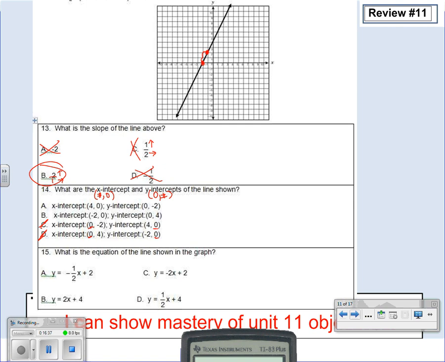Now let's look. It is crossing the x-axis at -2, so our x-intercept is -2. Y-intercept is crossing at +4. Y-intercept is +4, so B is our correct answer.